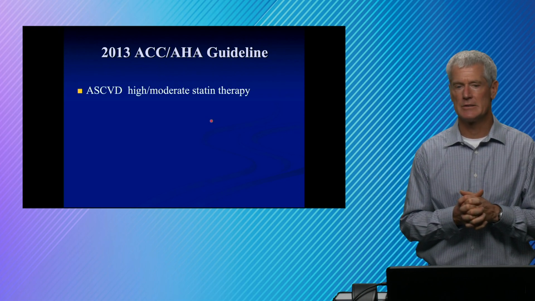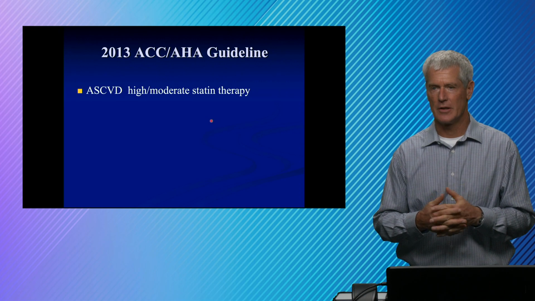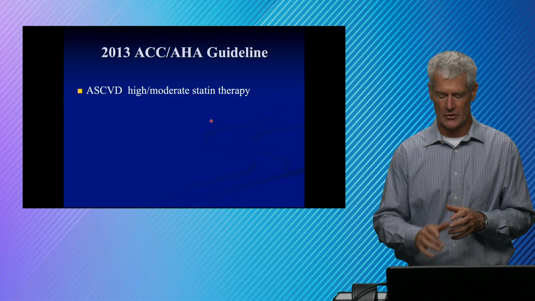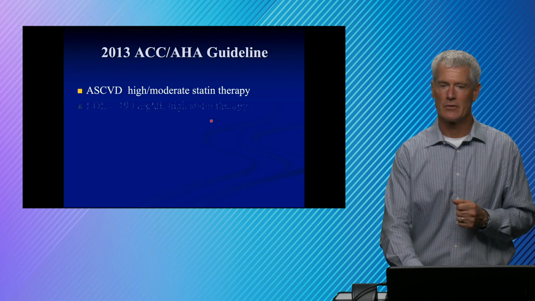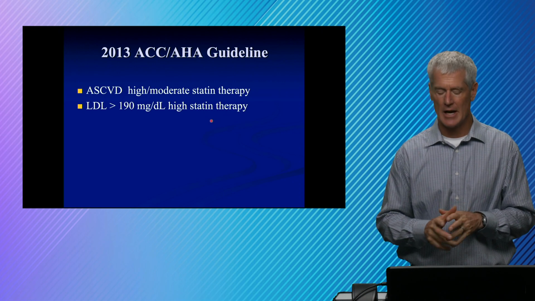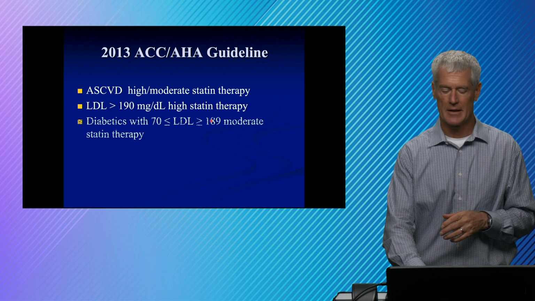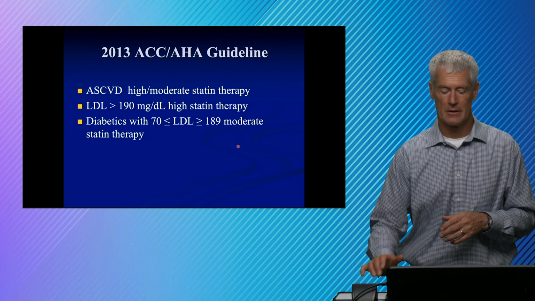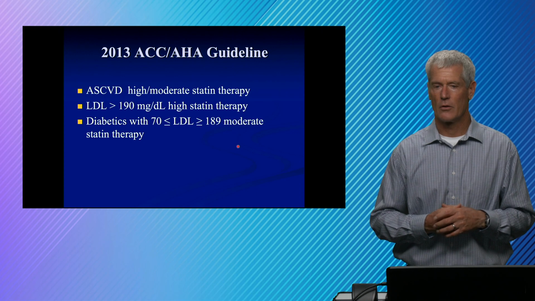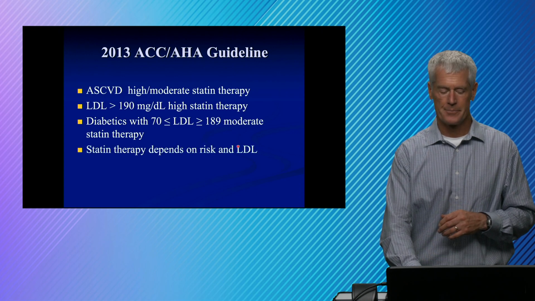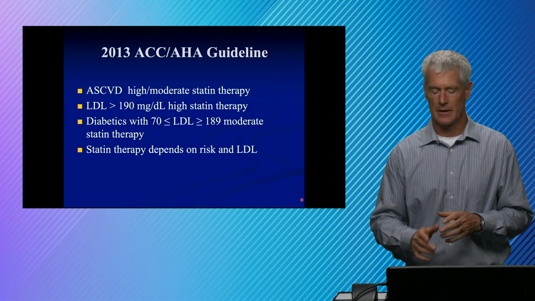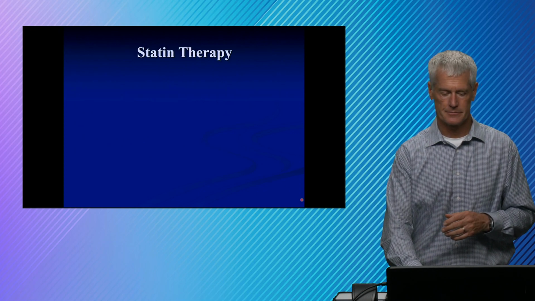Someone who has atherosclerotic cardiovascular disease gets put on moderate or high dose statin therapy, and we'll talk about what that means in a second. If your LDL is greater than 190, then that's obviously high, and they want you to be put on high-intensity statin therapy. If you're diabetic and you're in between that 70 and 189 range, you should have moderate statin therapy. So really statin therapy depends on risk and LDL concentrations.